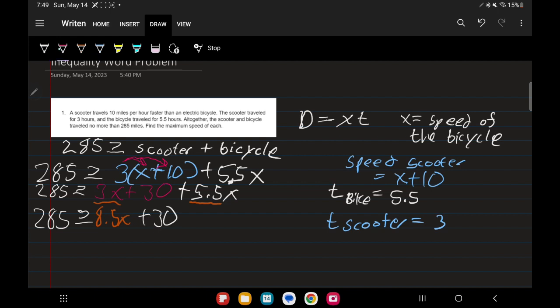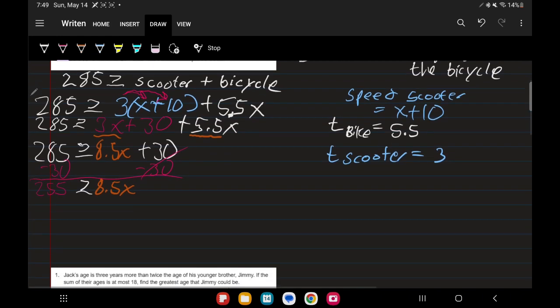Okay, let's go ahead, subtract 30 from both sides. Since 30 is being added to 8.5x, to get rid of it, I need to subtract 30 from both sides. So 30 minus 30 is 0. 8.5x stays the same. And I get 285 minus 30 is 255. Now, last step, divide both sides by 8.5.